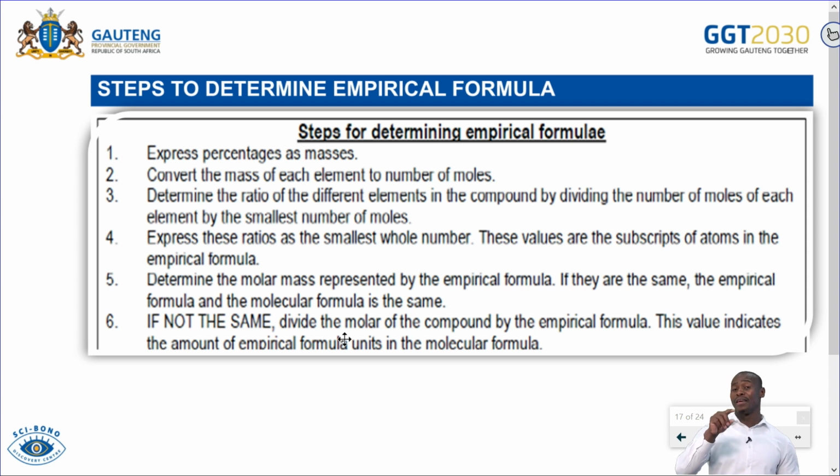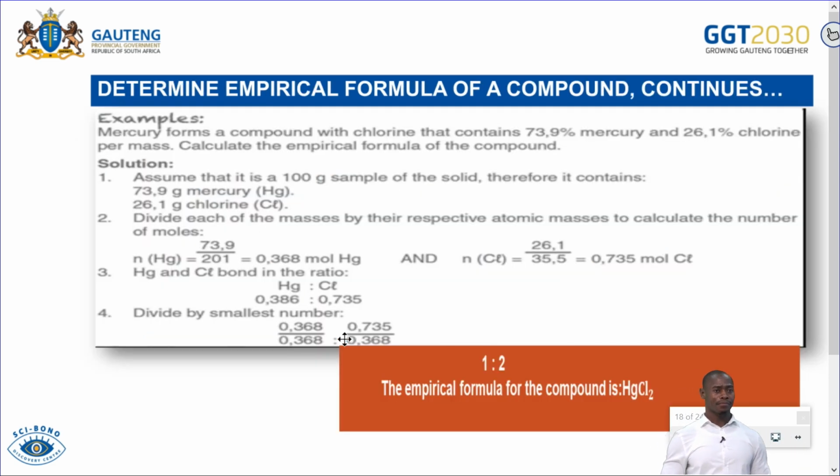How do you move from empirical to molecular? Then they will give you the mass of the molecular formula, right? Then you will divide that mass of the molecular formula by the molar mass of the empirical. Then from there you'll be able to get the molecular formula of a compound, right?